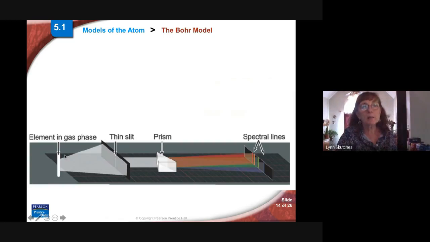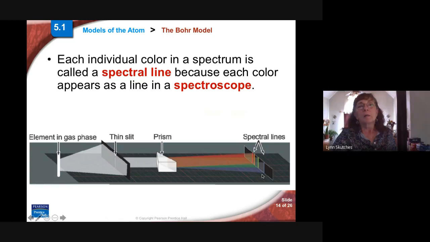You've got gas in a container, a sealed tube, and they heat it up. You could use just a regular fire, which could damage your tubing, but we use electricity now. And so you charge up those particles in there, pass the light through it, focus that light, pass it through a prism, and you get these distinct colored spectral lines.